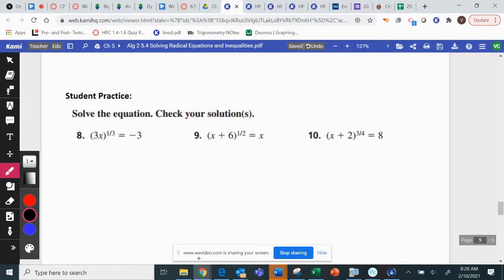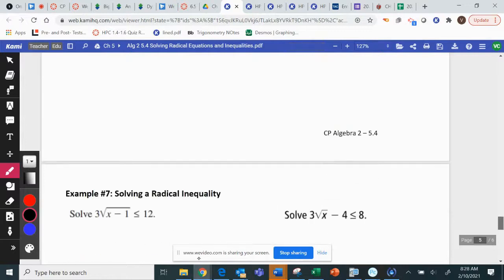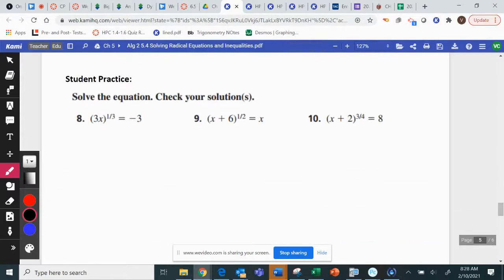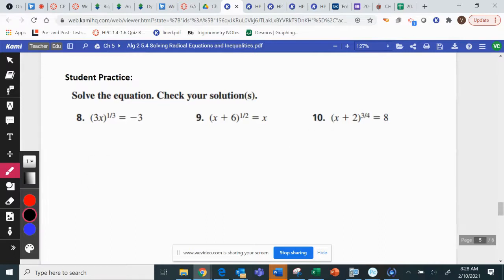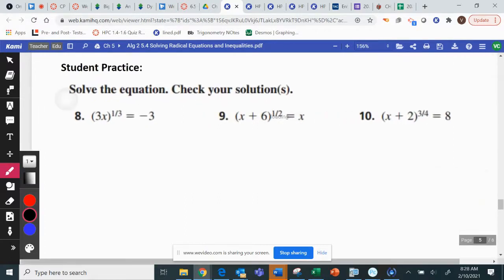Okay, there are 3 student practices, and that's all we're going to do from these notes. So I want you guys to pick 2 of them and try them, and then we'll go over it together. Pick 2 student practices. I'll come walk around and check out your work.